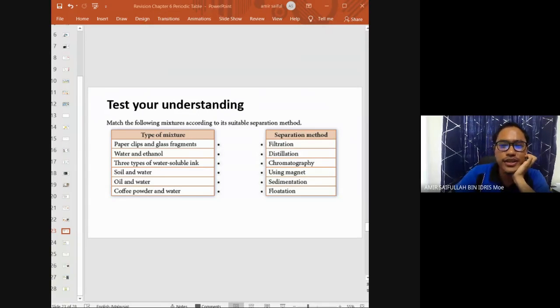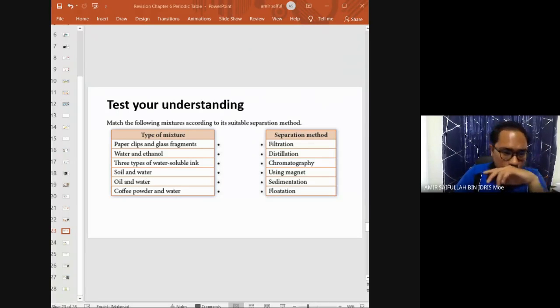Okay, never mind. En Hui, can you try? Using magnet. Okay, correct. We can separate them by using magnet. Okay, thank you, En Hui. Alright.